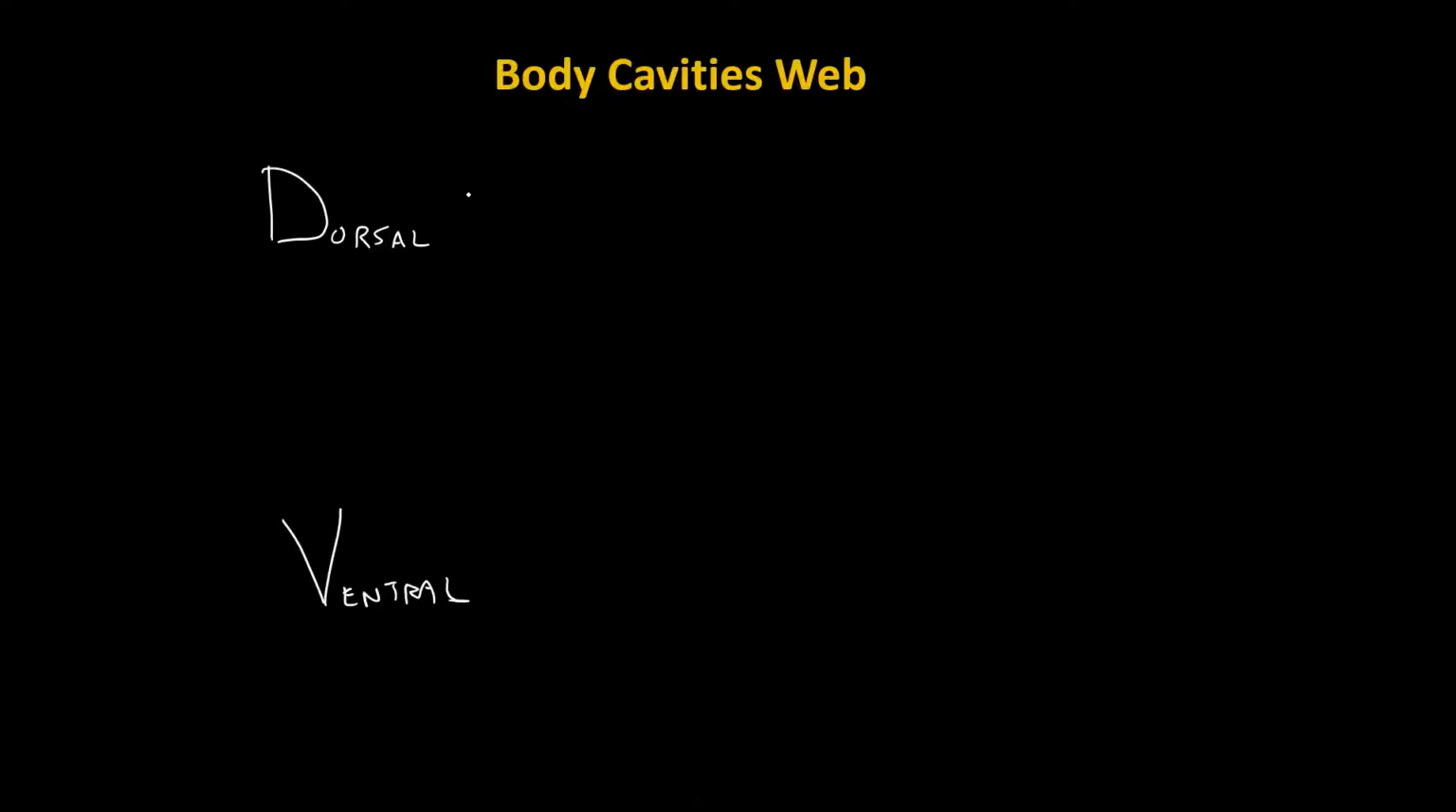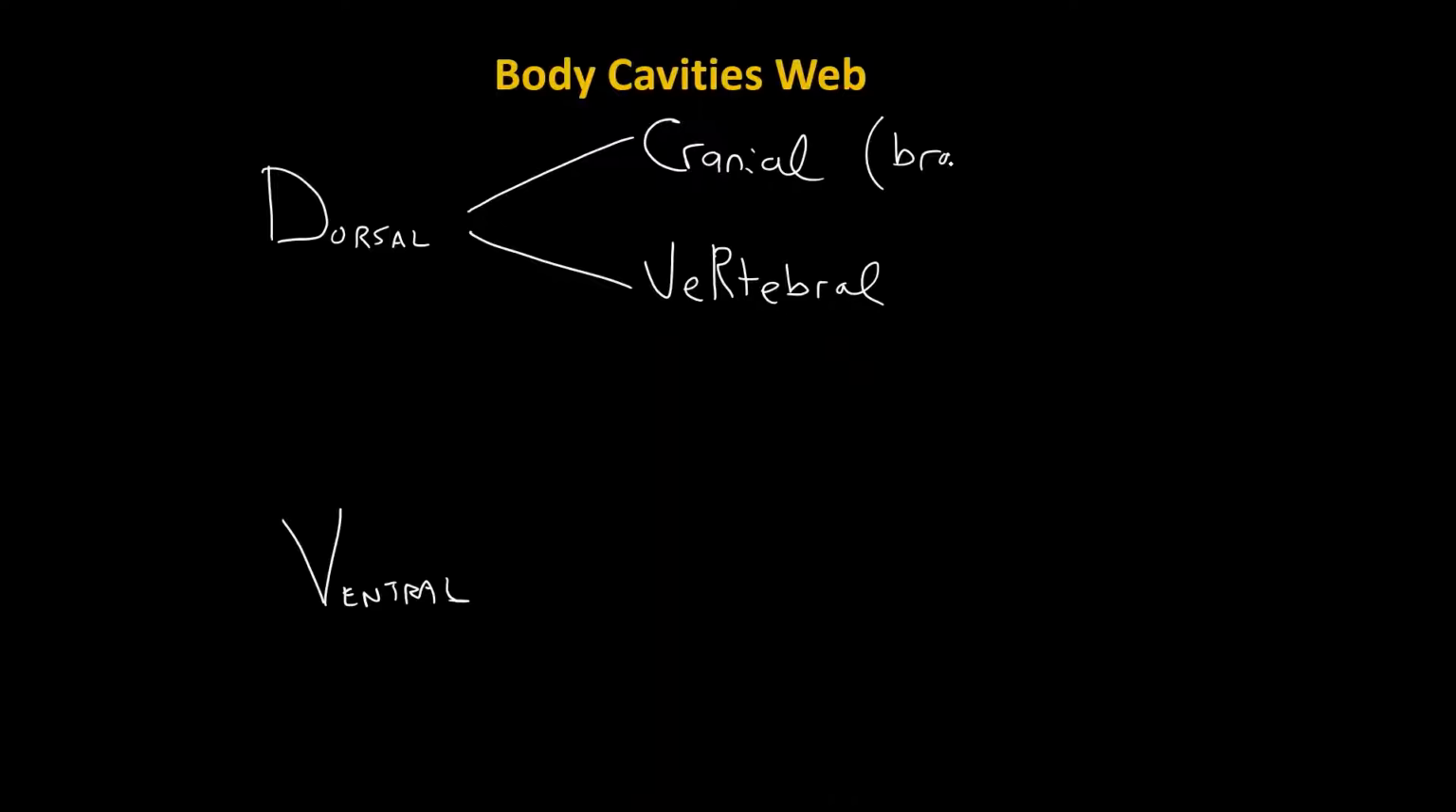Dorsal cavity is the easiest one. It breaks into two: CR and VE. CR is cranial, and VE is, whoops, wrong word, vertebral. So very simply, in the cranial cavity, we have the brain. And in the vertebral cavity, we have the spinal cord. And that's all of the dorsal cavity. It's that easy. The dorsal cavity is divided into the cranial and the vertebral cavities. In the cranial cavity, we find the brain. In the vertebral cavity, we find the spinal cord.